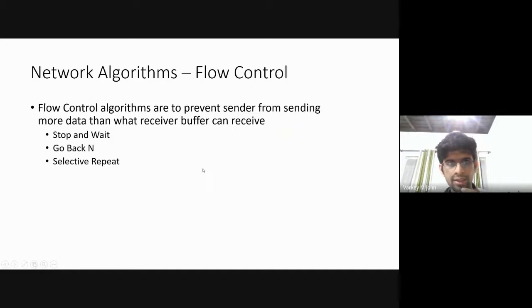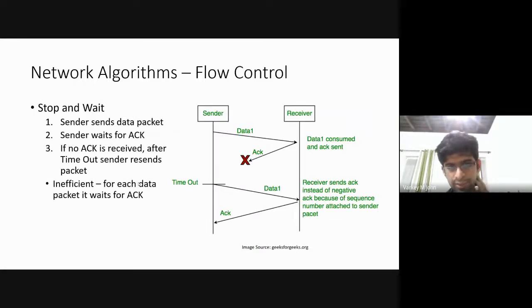Yeah, there are some algorithms called flow control to prevent the receiver from receiving more data than it should. There are three flow control methods: stop and wait, go back N, and selective repeat. Stop and wait is basically you send the data and you wait for an acknowledgement. If it doesn't receive an acknowledgement, it times out, and then you send the data again, and then you get the acknowledgement.